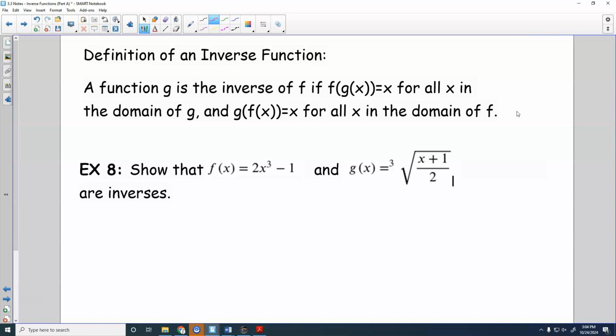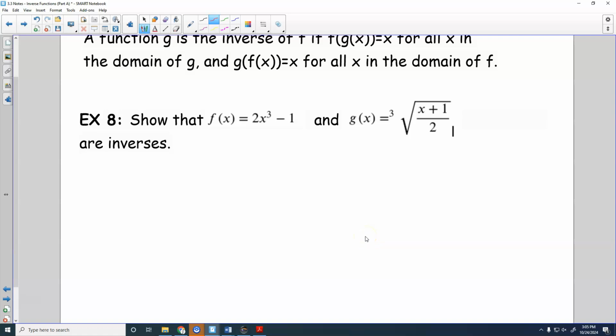So I plug it into f, something happens to it. I plug it into g, it undoes whatever just happened to it, and I just get the x back that I started with, right? So if you are asked to prove that two things are inverses, it is not wanting you to switch the x and y's and solve. It wants you to find f of g of x.